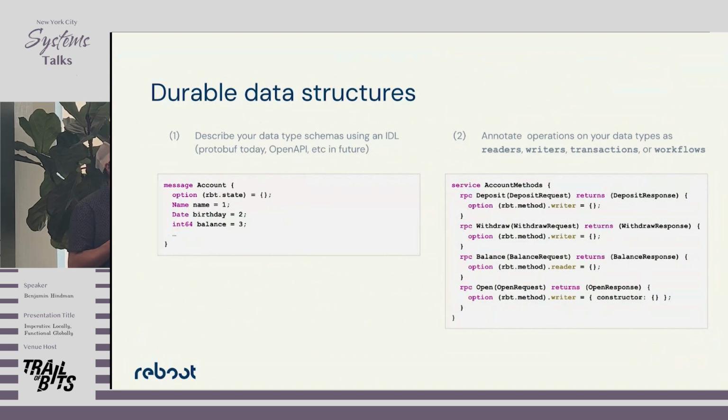And what's really, really important is that for each of those methods, you annotate them with the type of method that they are. The methods can either be readers, writers, transactions, or workflows. Depending on how quickly I speak or how curious the audience is, I'm going to talk about readers, writers, and transactions. I might not get to workflows. Okay? All right.